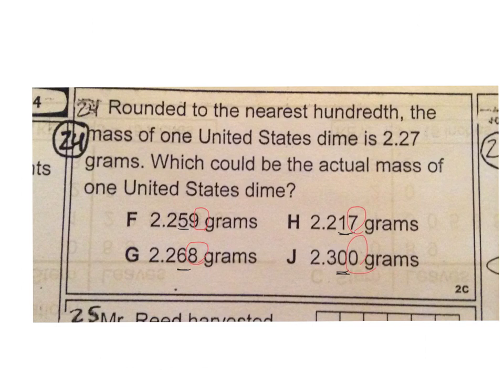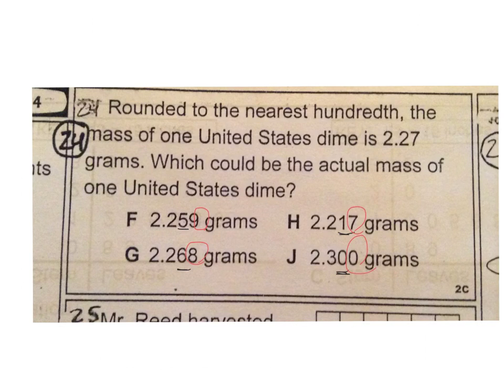Okay, so now that we're looking at those, let's look at F. Since 9 is 5 or greater, we are going to make that 9, make the 5 a 6. But we're looking for 2.27, and that would make that one 2.26. So you can cross out F.